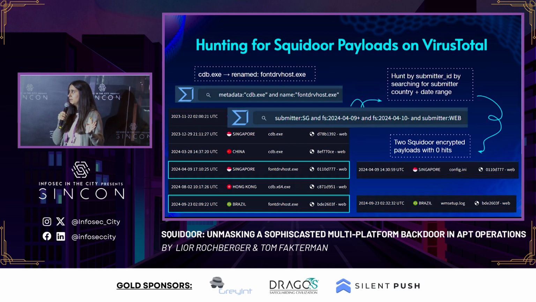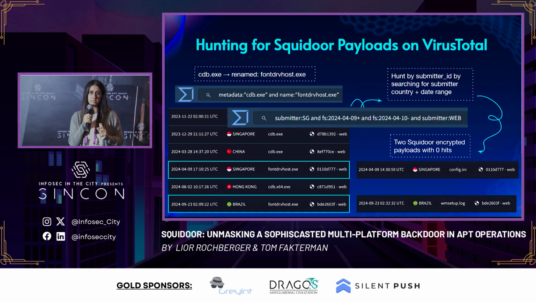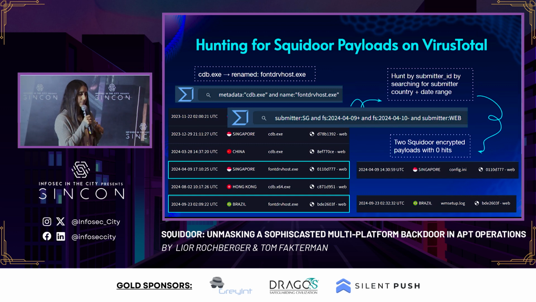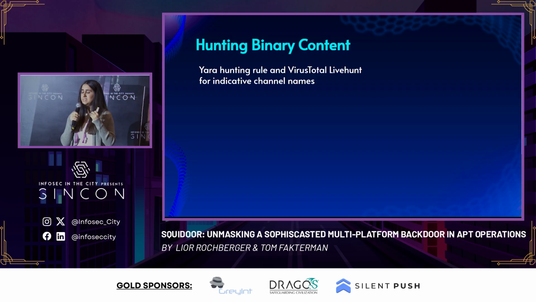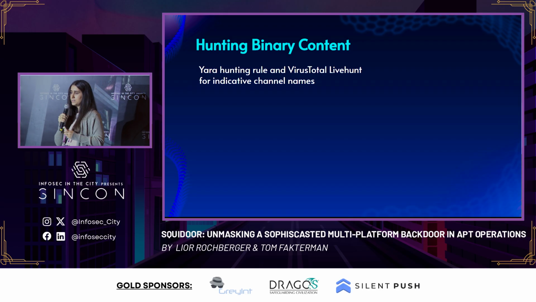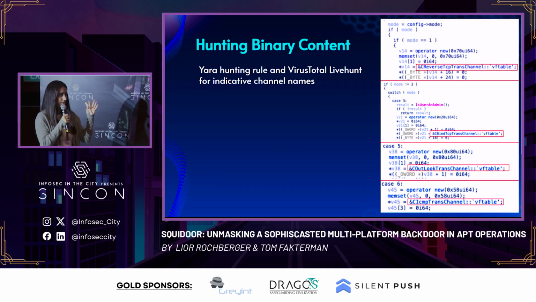And this was only one method to hunt for Squidoor binaries in VT. Let's explore another one. This time by leveraging VirusTotal's Livehunt feature. So we created custom Yara rules that were based on something very indicative for Squidoor: its command and control methods. What made this a bit straightforward is that Squidoor supports 10 different command and control methods, and they are all clearly listed in the code, as you can see on the screen.